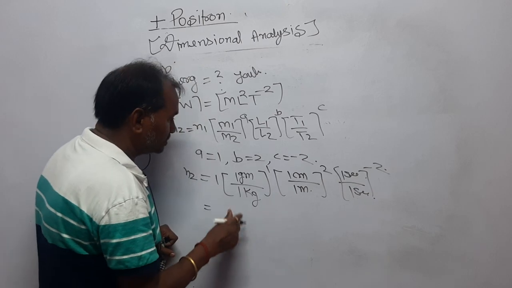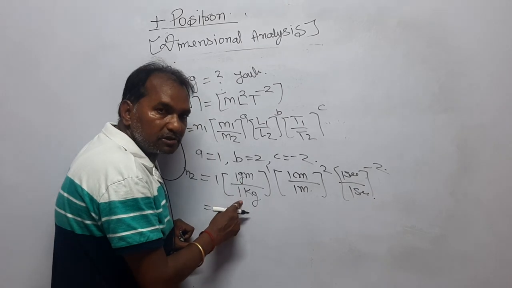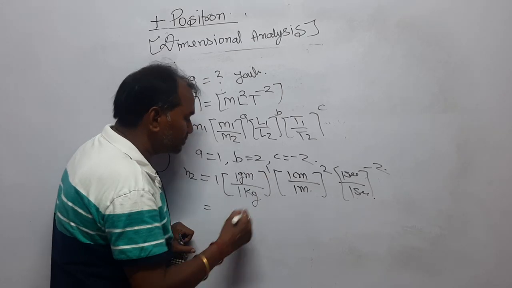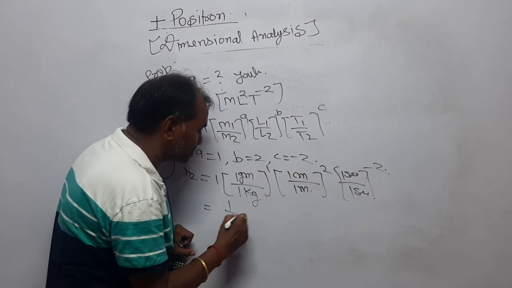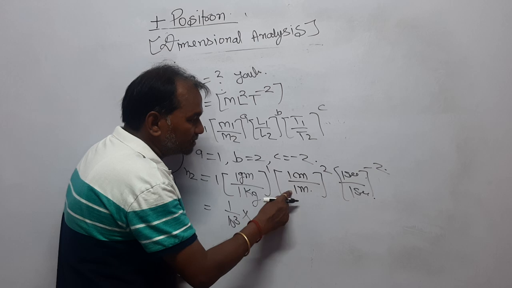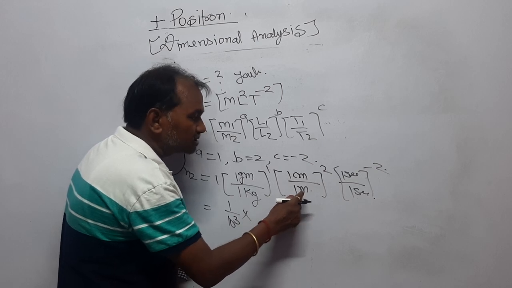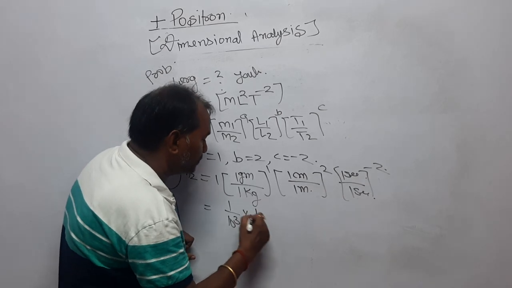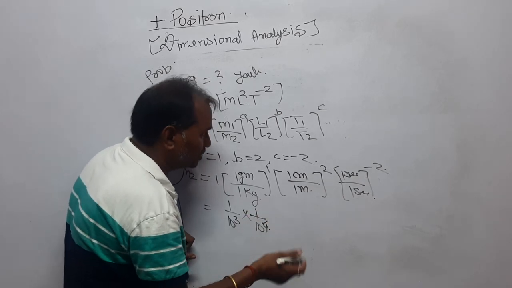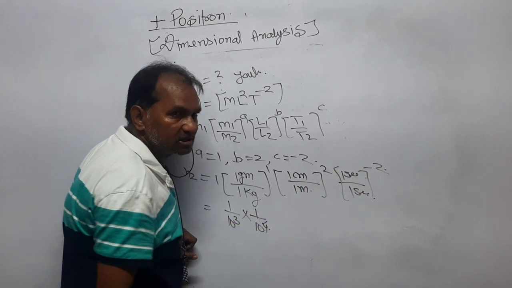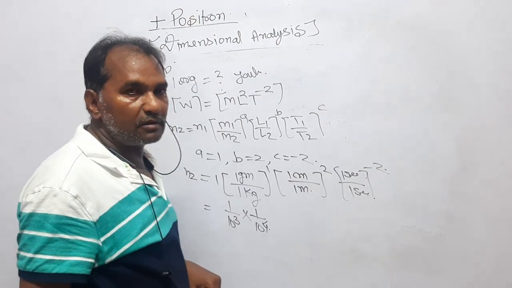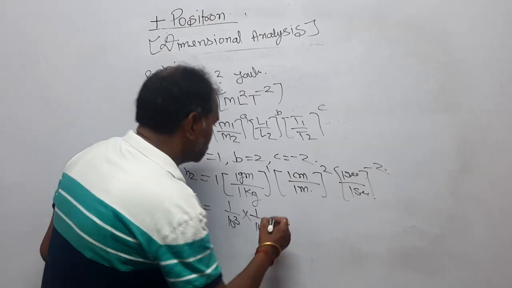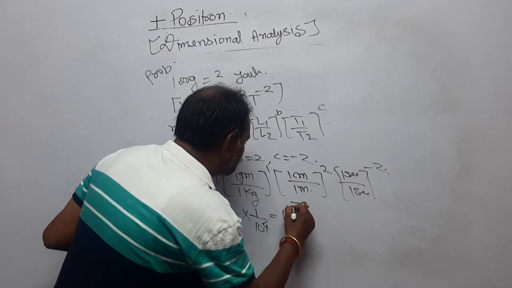Now dear students, 1 gram is 1 upon 10 to power 3, 1000 gram. So it is 1 upon 10 to power 3, and this is to the power 1, into 1 divided by 100 centimeter. It is 10 to power 2, but it is a square, so it will be 10 to power 4. And 1 second by 1 second, as I have told you, 1 to the power minus 2 is equal to 1 upon 1 square, that is 1. So it is 10 to power minus 7.